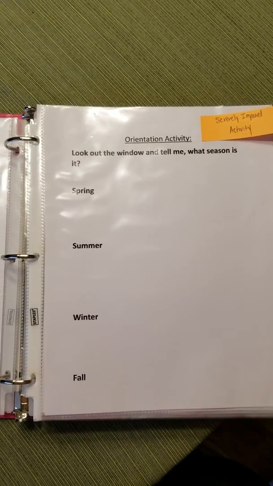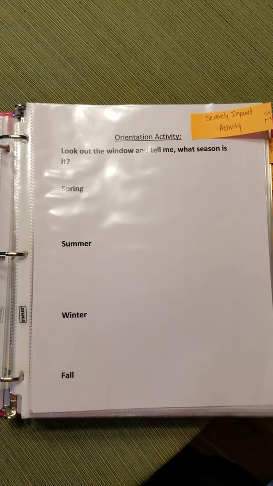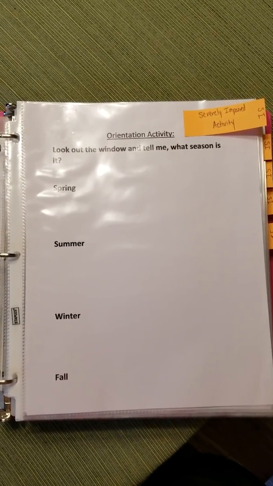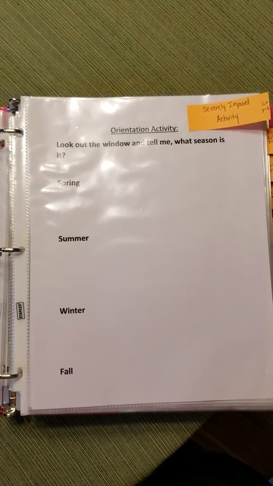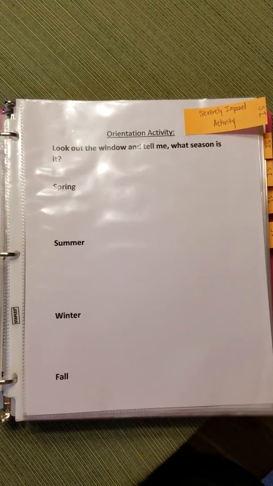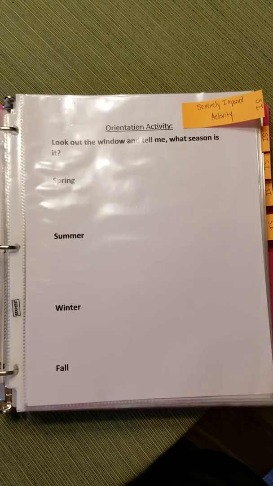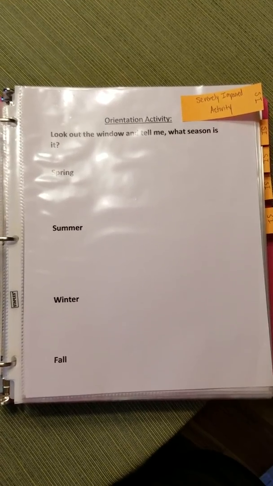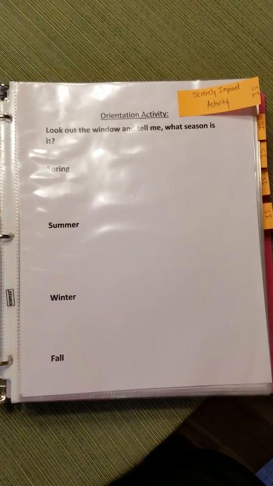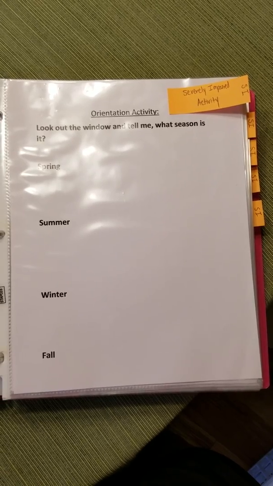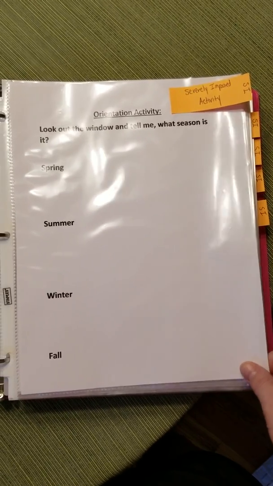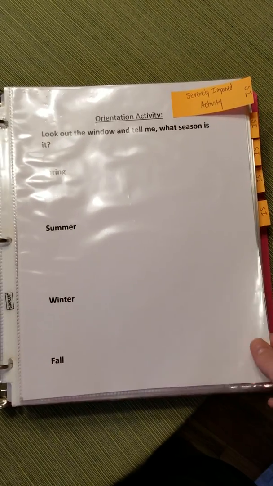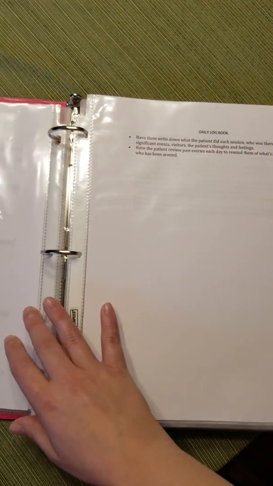This is my orientation activity for someone who would be considered severely impaired. It's just entailing that they look out the window and tell the therapist what season it is, and then they have the options here and can point to which season it is. So they have several aids to help them with this question.